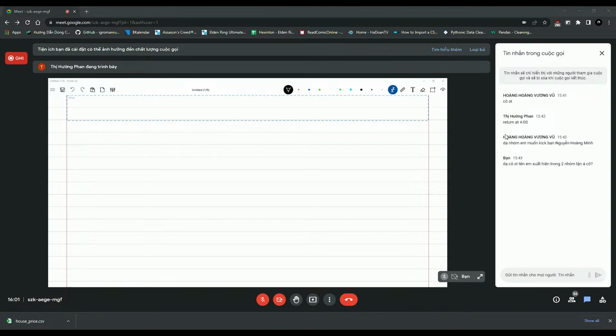Okay, now let's return to the board. Now we start with the first case. Case 1. Suppose that the population follows a normal distribution with parameters mu and sigma square. And in the first case, we assume that the variance sigma square is known. It's already given.